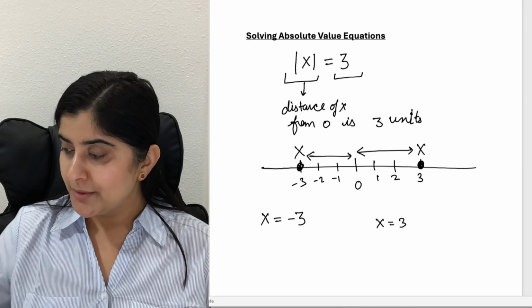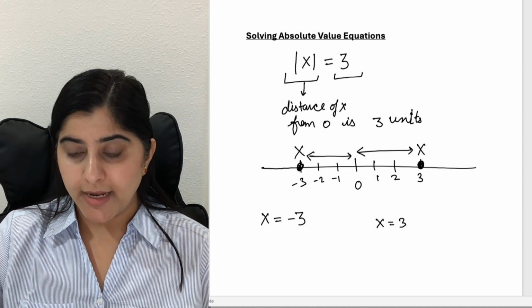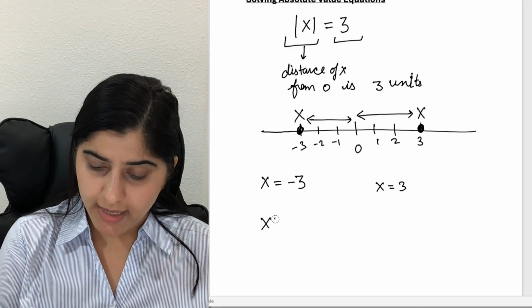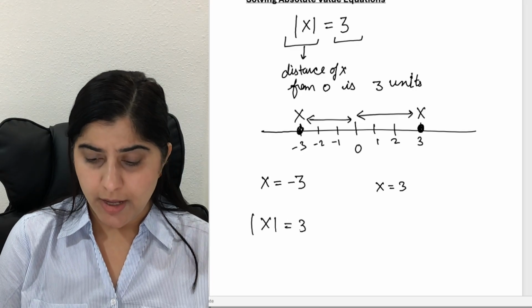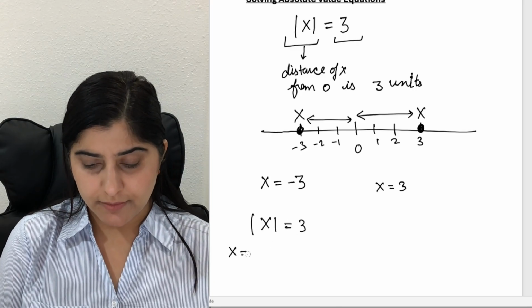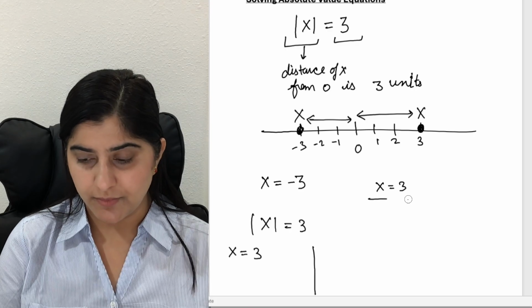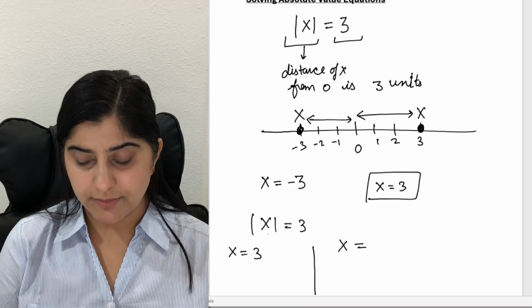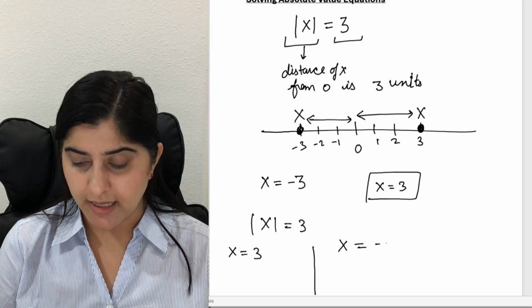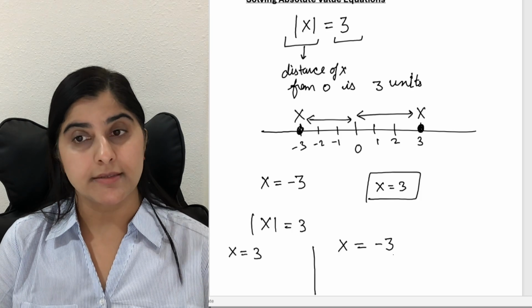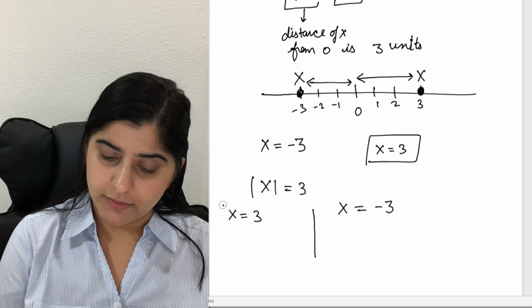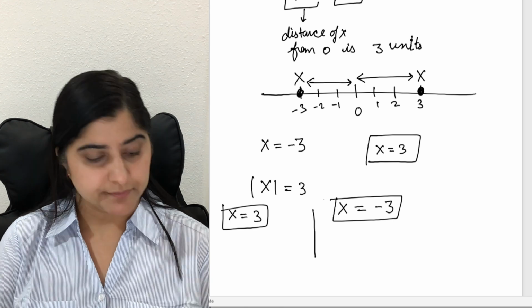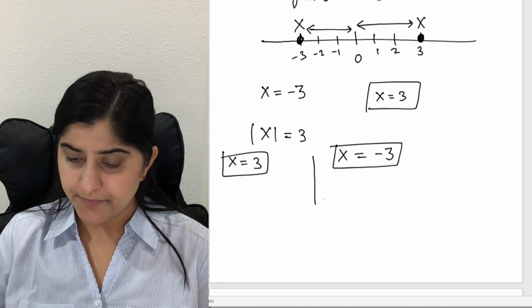So in other words, whenever we are given an absolute value equation, the absolute value of x is equal to 3, we can remove the absolute value sign and write two equations. One equation, x is equal to 3, and the second equation is, remove the absolute value sign and change the sign of the right hand side, -3, and solve both equations for x. We get two solutions. Let's do one more question here.